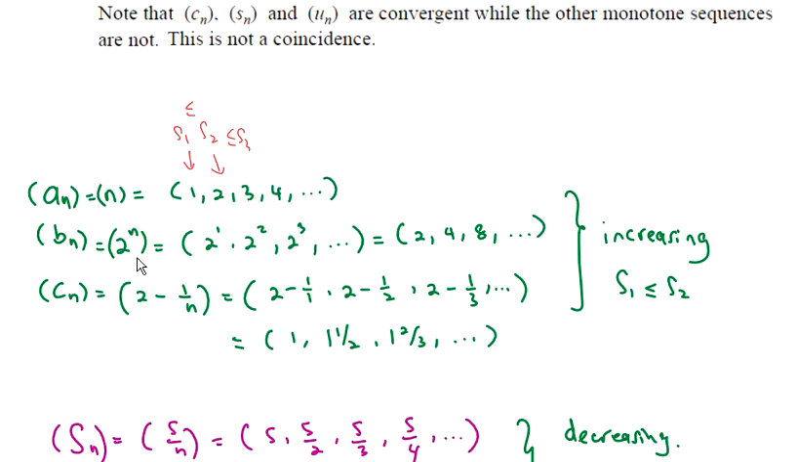Same goes with B sub n. So 2 is less than 4, 4 is less than 8 and so on. Same goes with this. 1 is less than 1 and a half, and then 1 and a half is less than 1 and 2/3. Alright, so from the definition of an increasing sequence, the sequences A n, B n, C n are increasing.